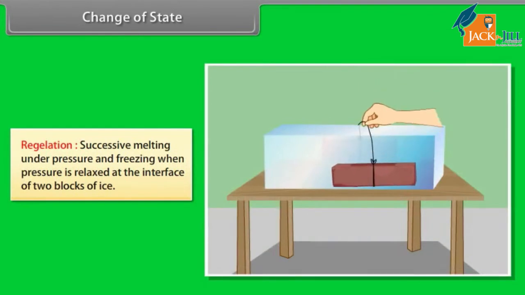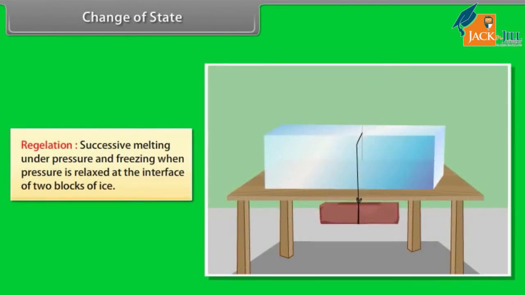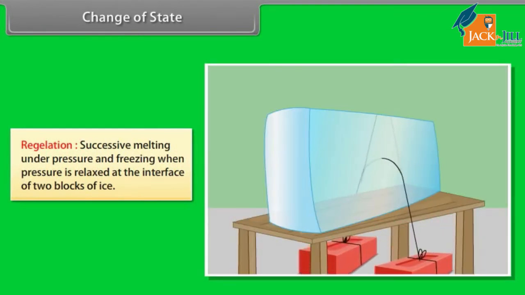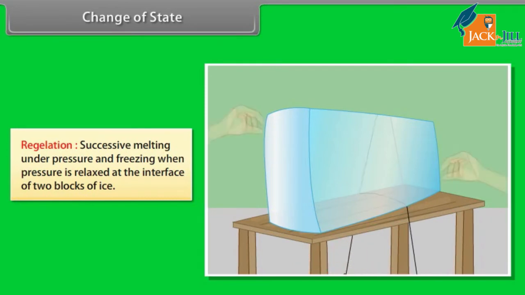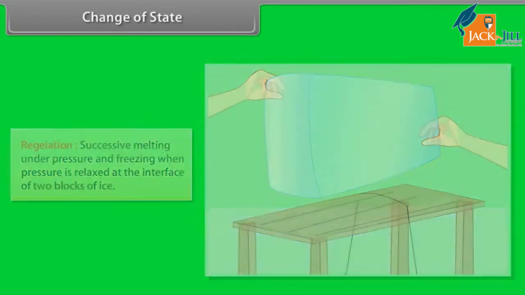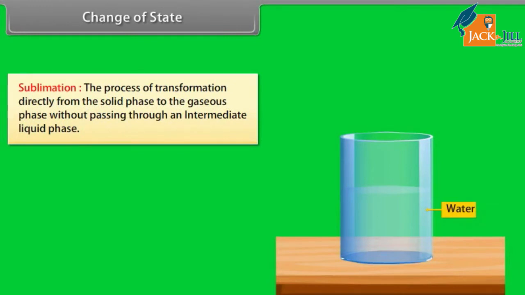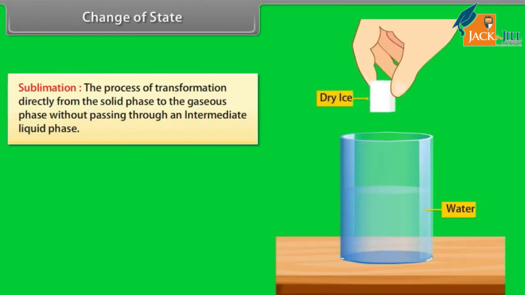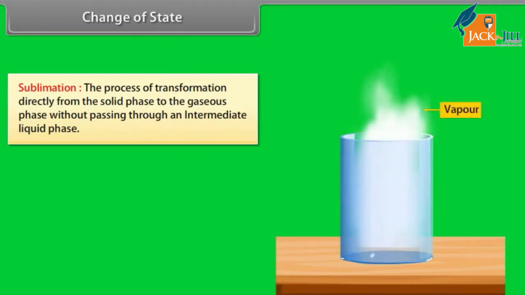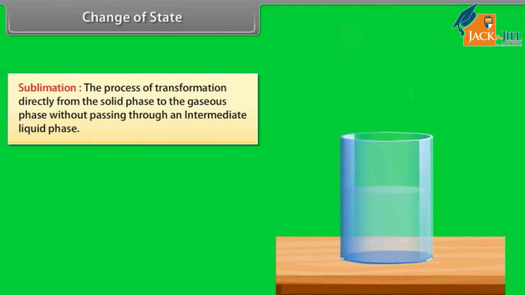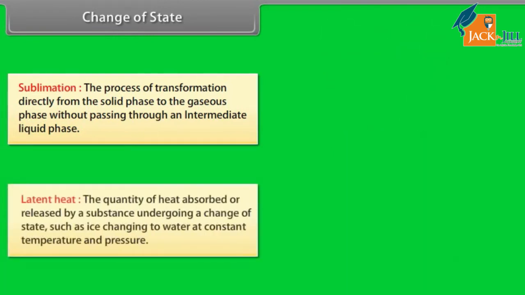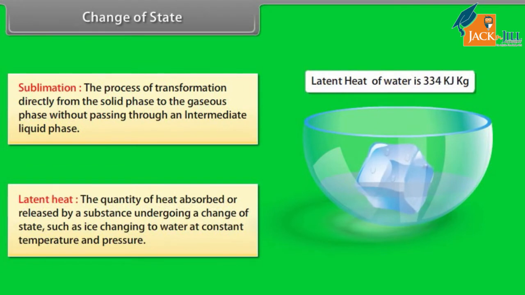Regelation: successive melting under pressure and freezing when pressure is relaxed at the surface at the interface of 2 blocks of ice. Sublimation: the process of transformation directly from the solid phase to the gaseous phase without passing through an intermediate liquid phase. Latent heat: the quantity of heat absorbed or released by a substance undergoing a change of state, such as ice changing to water at constant temperature and pressure.